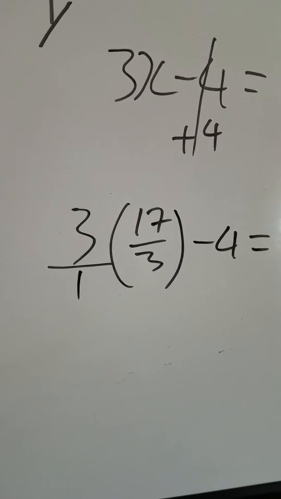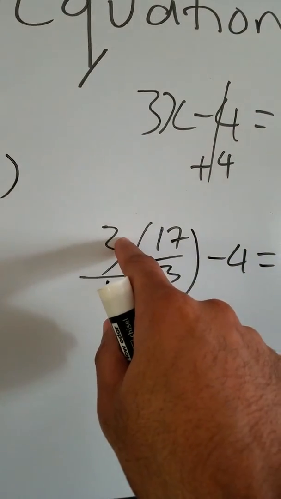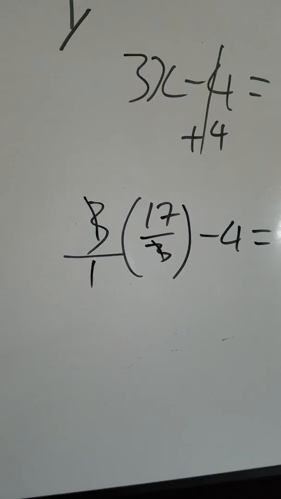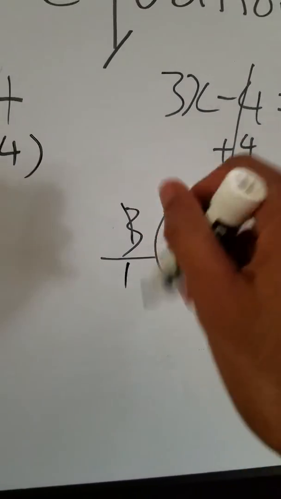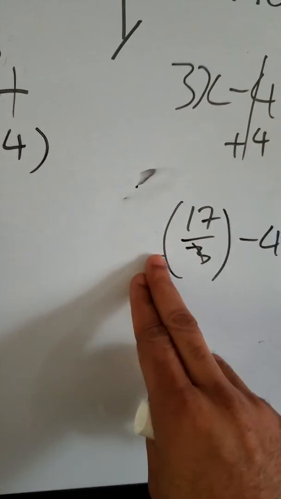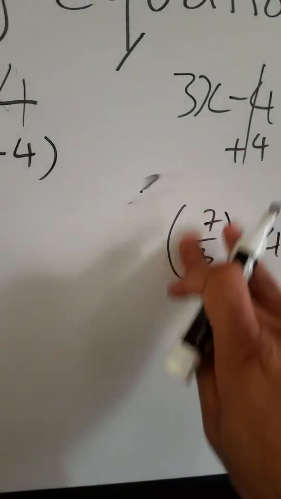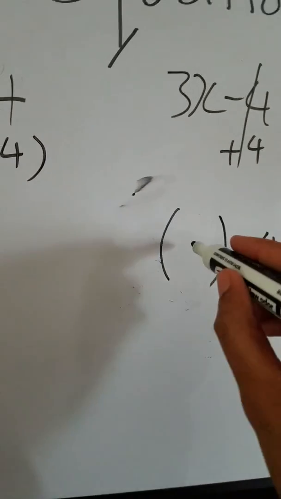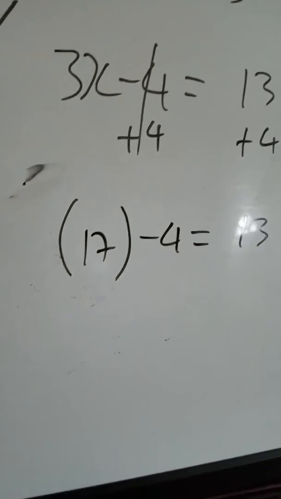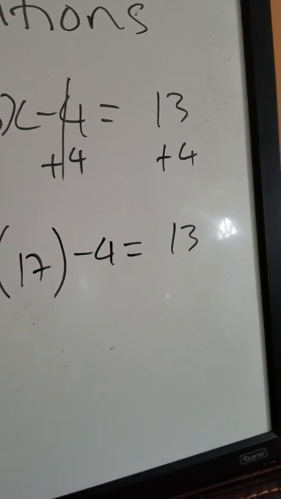Instead of doing that calculation, however, you could realize that if there's a 3 at the top and a 3 at the bottom, they will cancel each other out. And so this 3 cancels out, so what we have is a 1. So this essentially goes away, and now we have 17 over 1, which is really just 17. And you have 17 subtract 4, and that is indeed 13, and you know that you did it correctly.